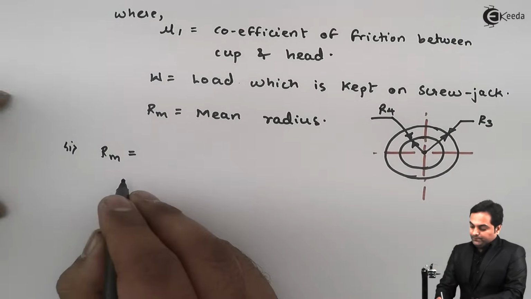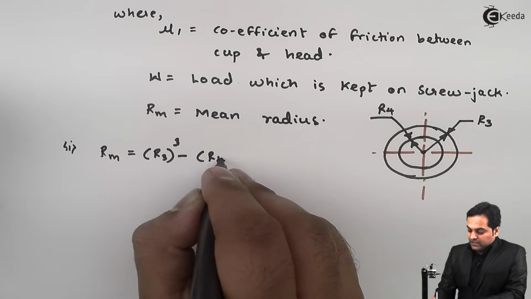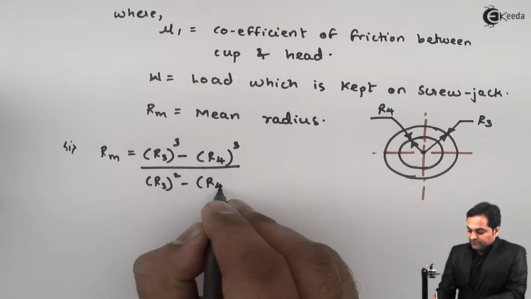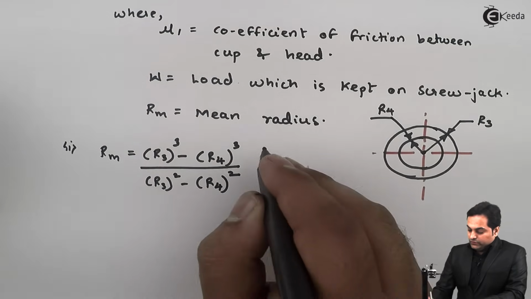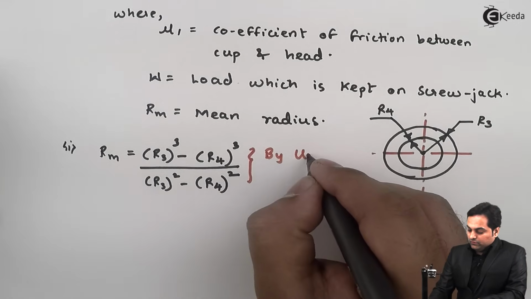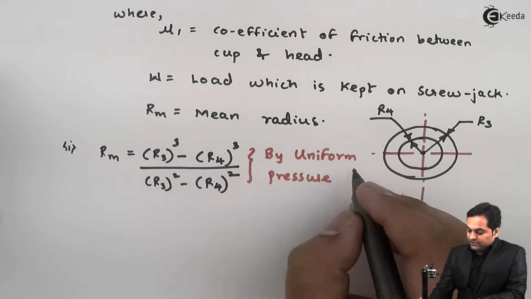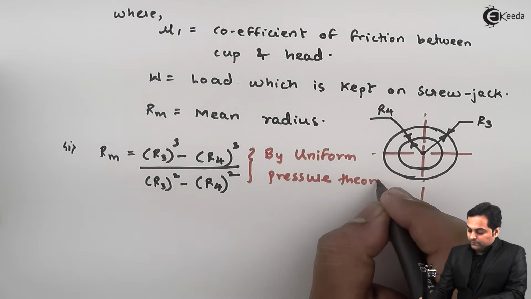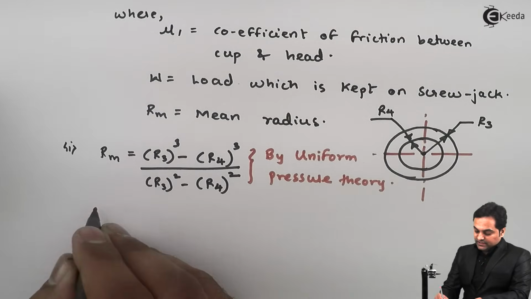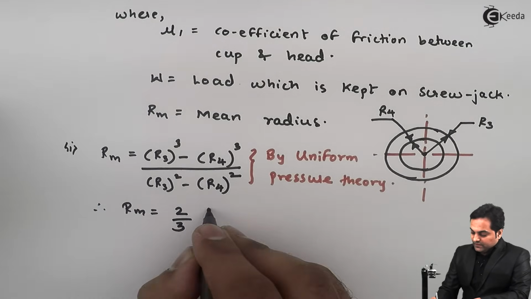So Rm is equal to R3 cube minus R4 cube upon R3 square minus R4 square. So this formula which I have written is by uniform pressure theory. And in this same formula, after writing this, I'll have to write it as Rm, multiplying it by 2 by 3, and this is the complete formula.